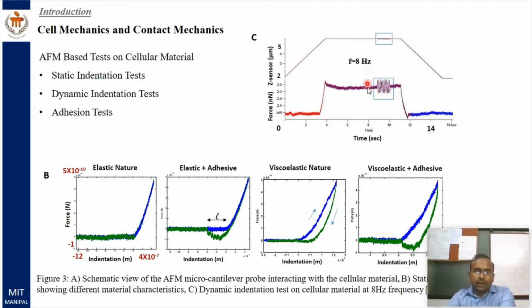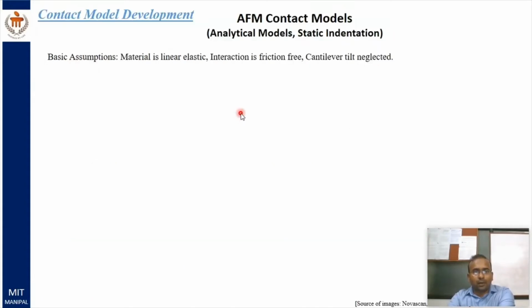About dynamic indentation: using AFM, you can also carry out dynamic indentation, where you can extract frequency dependent material properties. Now, when I say AFM, the AFM doesn't provide you any mechanical property directly. It provides a set of data like Z sensor data and tip deflection data. And the rest, we need to use some mathematical contact models to extract the stiffness properties.